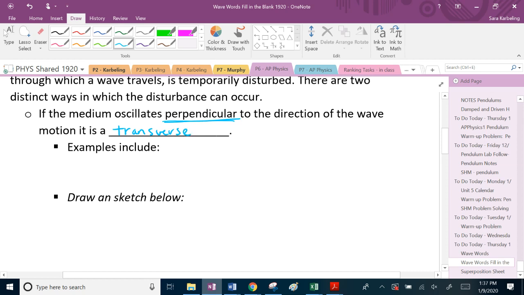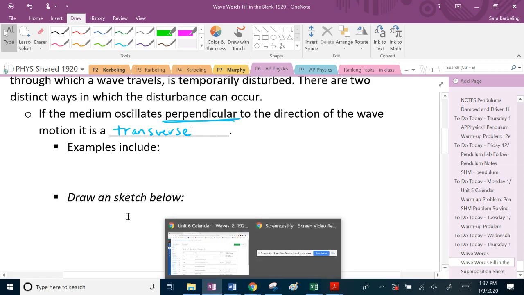Transverse wave. So if you don't have that written down, get that one written down because that's important. Okay?